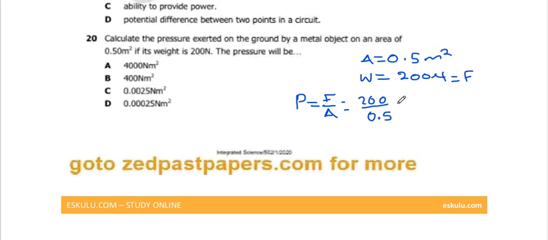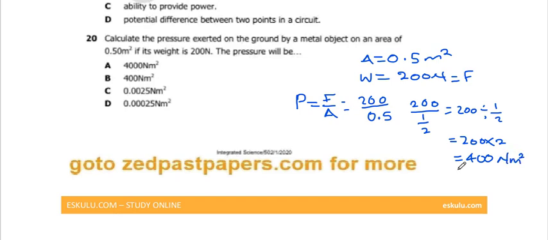Whenever you have 200 over 0.5, remember to say this is simply the same as 200 over 1 over 2, which is 200 divided by 1 over 2. And this is simply the same as 200 times 2. And this gives us 400 newton per meter squared. So the correct answer is B.